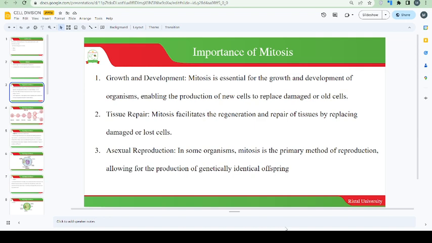Asexual reproduction. In some organisms, mitosis is the primary method of reproduction, allowing for the production of genetically identical offspring. For example, in the amoeba.